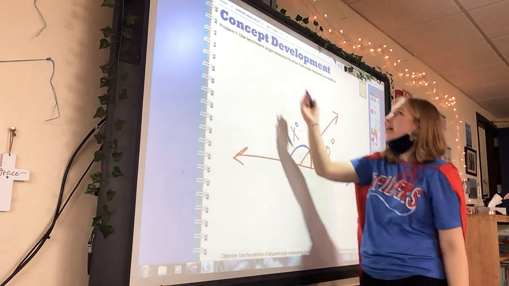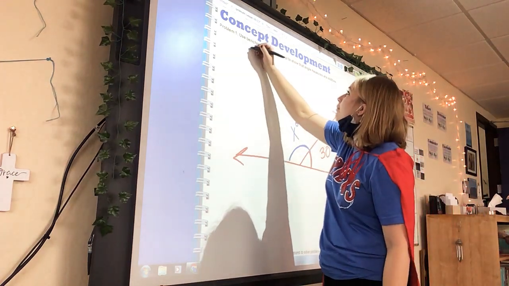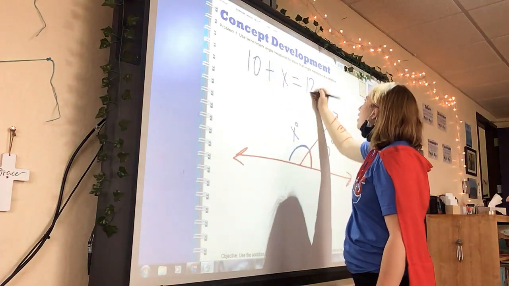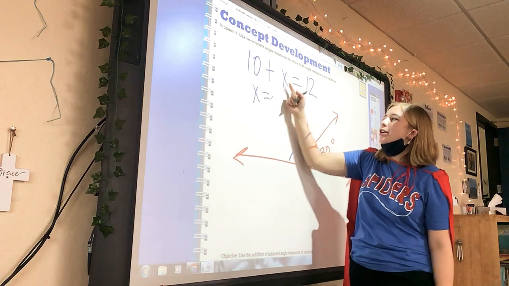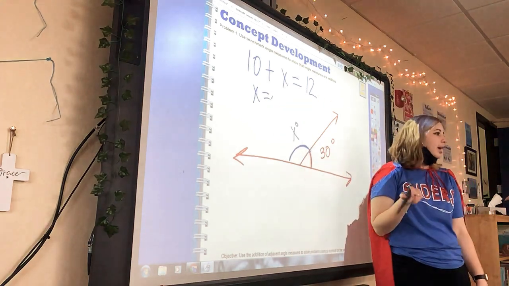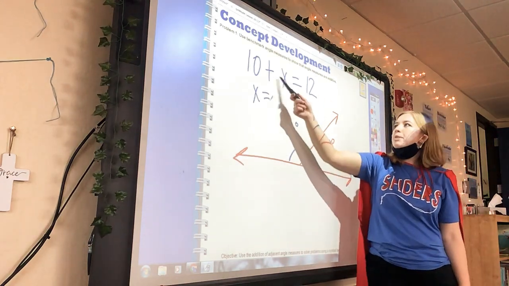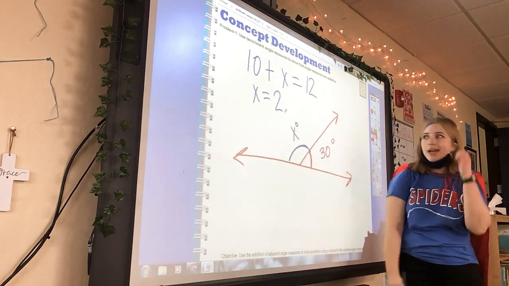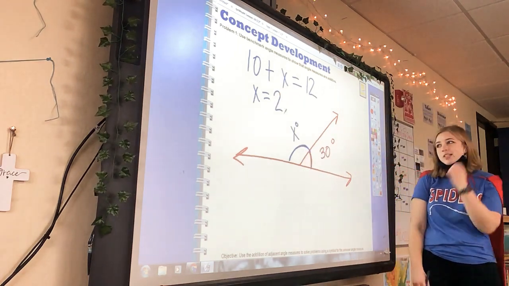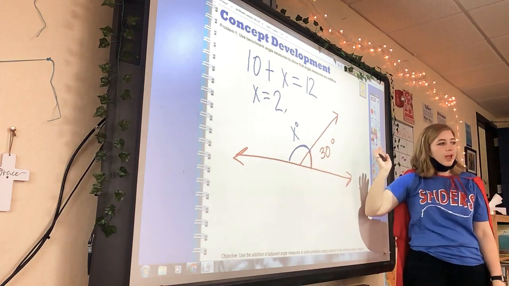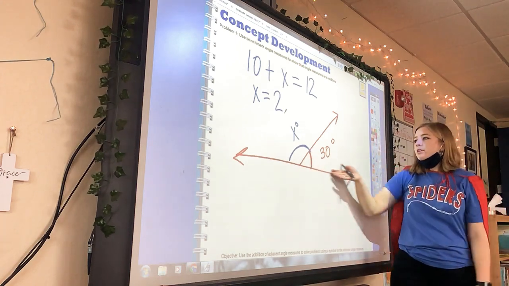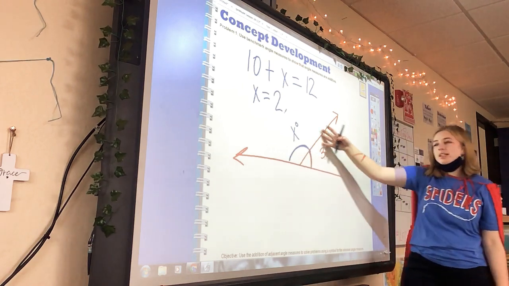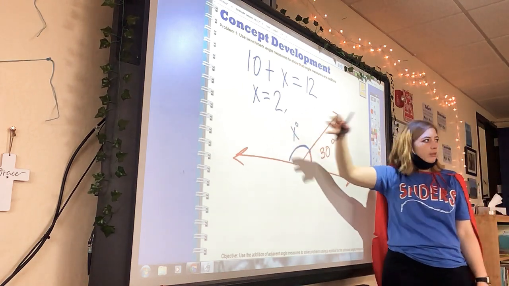So for example, if I had 10 plus X equals 12, we don't know what X is, but we can find what X is, right? What plus 10 equals 12? Go. 2. So X equals 2. So that's essentially what you're going to do today, but with angle measurements. So it'll give you a figure, something like this. It'll give you one of the angle measurements, and then you'll have to find the other one.